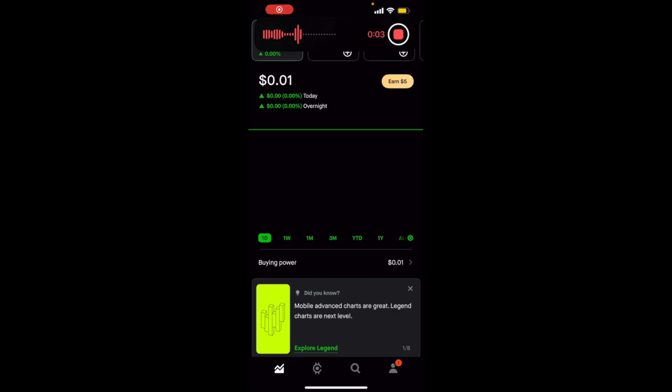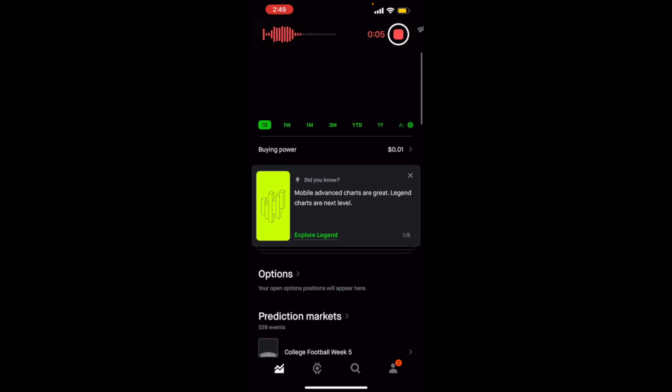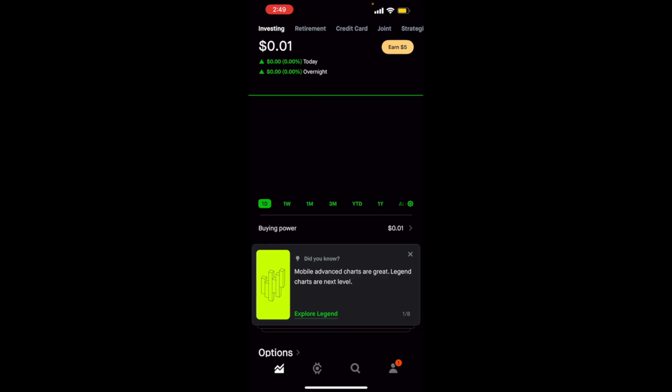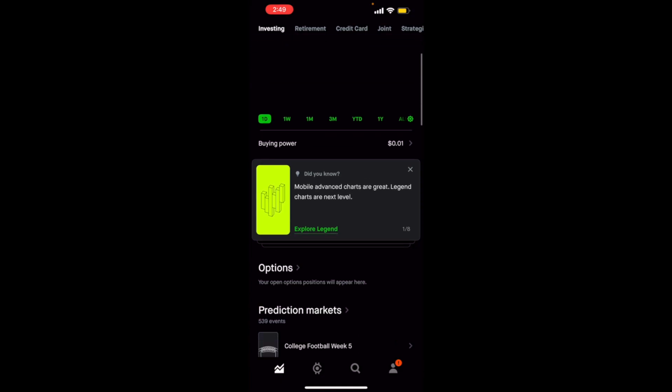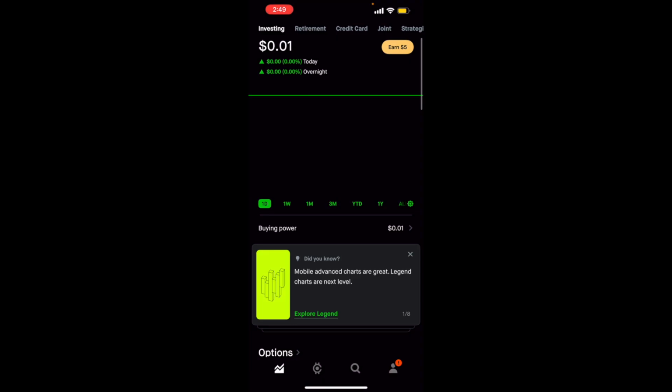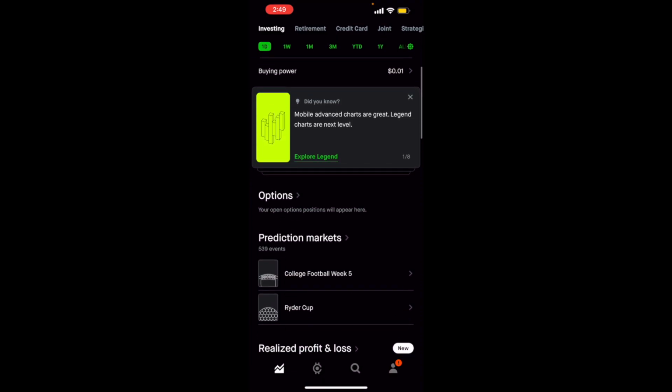All right, so here's my Robinhood account. Why somebody say, oh, you only got 1 penny in there, so what? So freaking what? But this is on my mobile device. It's gonna look different on a computer.